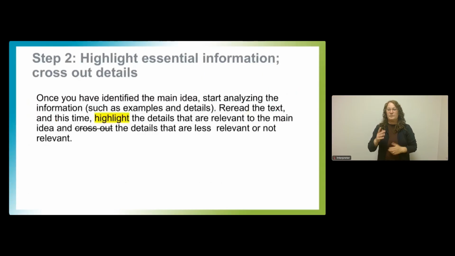Okay, so step 2 is highlight essential information. So we've done that, what we feel is essential information, and cross out details. Okay, so once we have identified the main idea, start analyzing the information, such as examples and details. Reread the text, and this time highlight the details that are relevant to the main idea and cross out the details that are less relevant or not relevant.